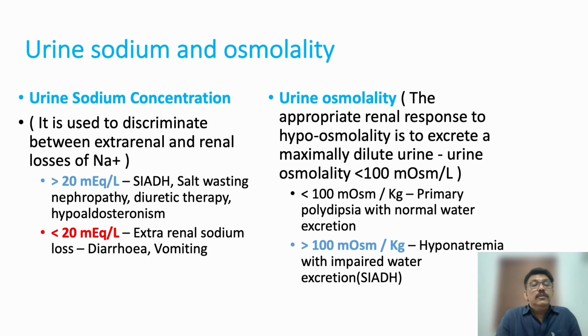If it is less than 20 milliequivalents, the loss is due to an extrarenal condition like diarrhea, vomiting. And you should know that if the sodium loss through the kidneys is more, the urine osmolality will also be high. So, in a condition like SIADH, urine osmolality is more than 100 milliosmol per kg. That is a normal dictum. When the sodium is passing through the kidneys without any control, then osmolality also will be increased. So, that is very important.